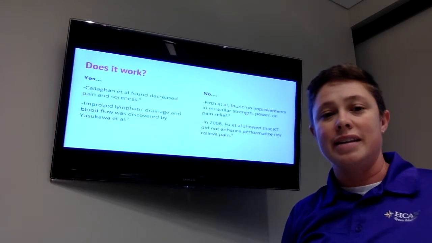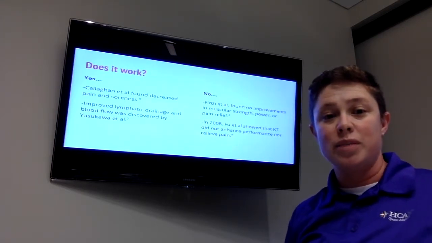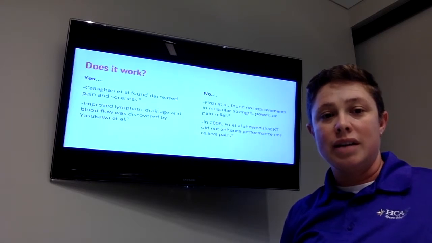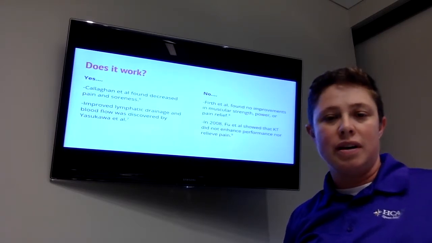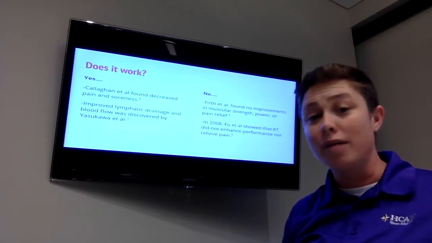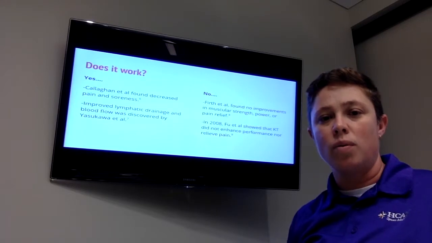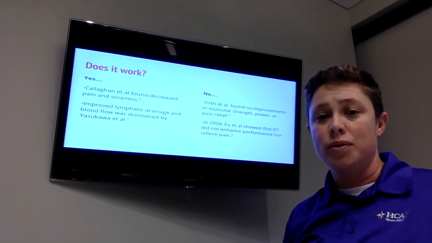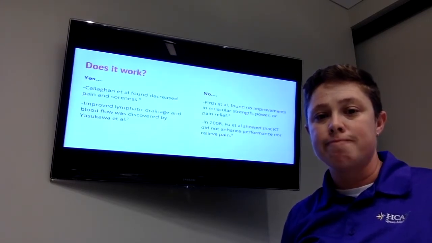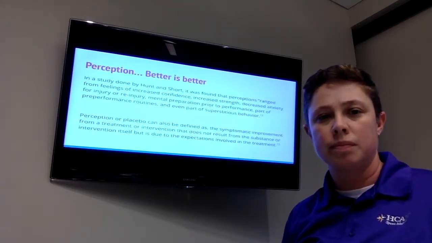Callahan found that the application of KT tape did decrease pain and soreness. Yasukawa also found that it improved lymphatic drainage and blood flow. However, on the other hand, Firth found that there's no improvement in strength and power or in pain relief. Similarly, Fu et al. found that KT tape didn't enhance performance, and again, it didn't reduce pain.